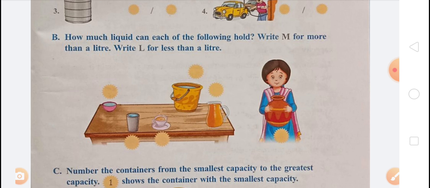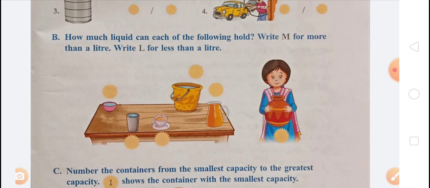for cup. And bucket can hold more than a liter. Bucket can hold more than a liter of water, so we have to write here M. And in mug, it can also hold more than a liter, so we have to write M. And the pitcher, that is gada, so we have to write here M.